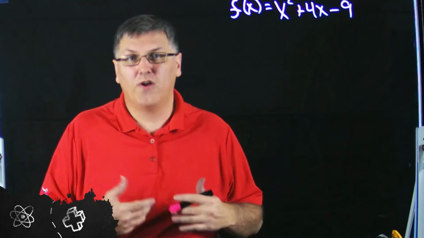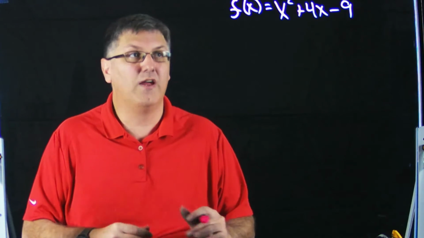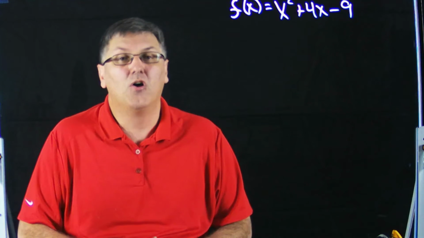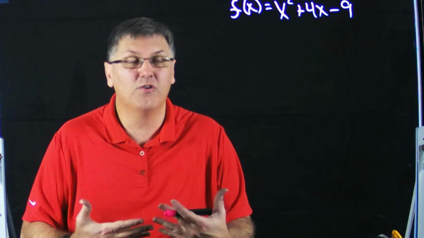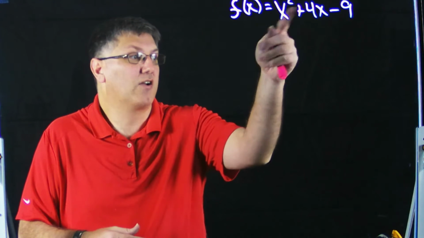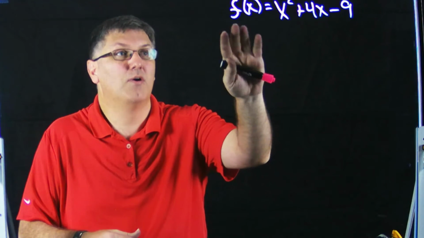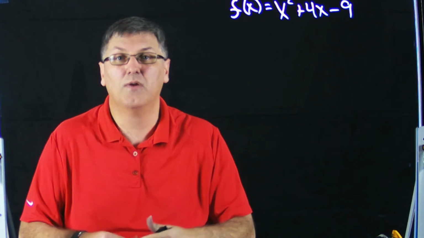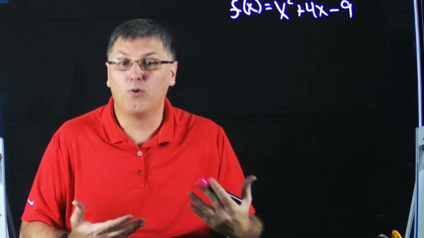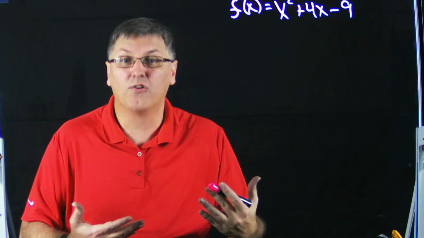So I'm now going to show you how to actually find the inverse of a quadratic equation. They are considerably more difficult to find the inverse of than a linear equation. Here, I'm sorry, I kind of cut it off up top. I wrote it a little high, but it's f of x equals x squared plus 4x minus 9.